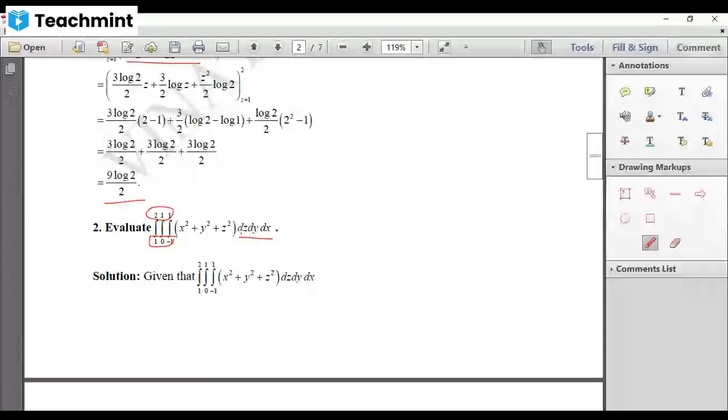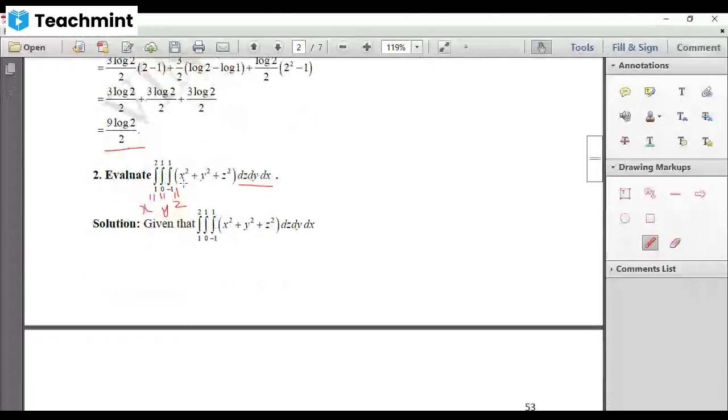Here we have dz dy dx. That means first we have to integrate with respect to z. So the first one will be the limit for z. Then we have to integrate with respect to y. Therefore this will be the limit for y. And then you have to integrate with respect to x. So this is the limit for x. Now we cannot separate this because it is a sum. So we cannot separate the variables also.